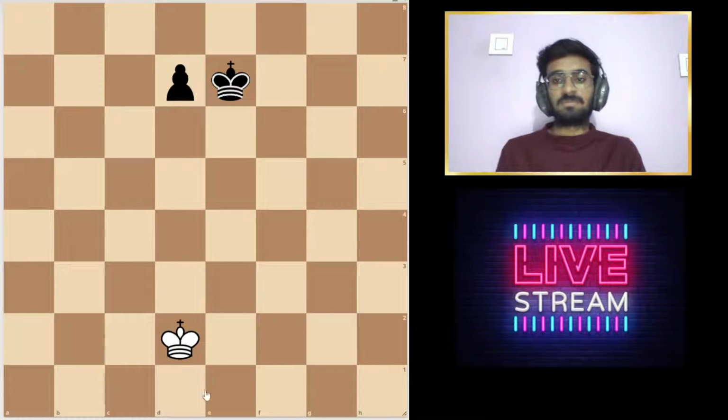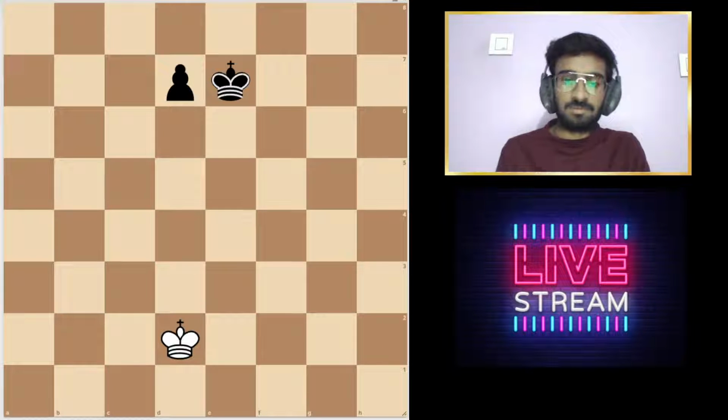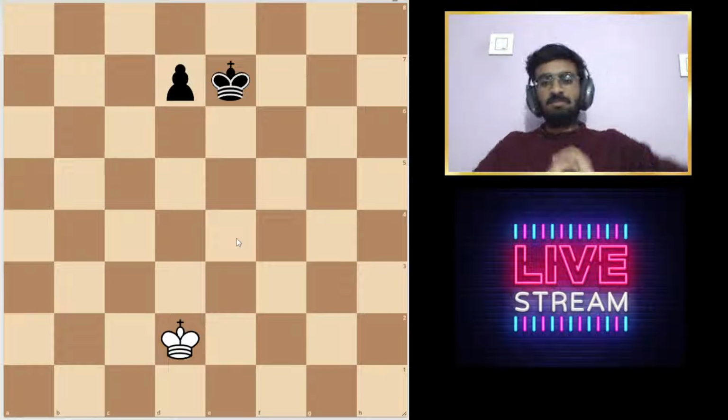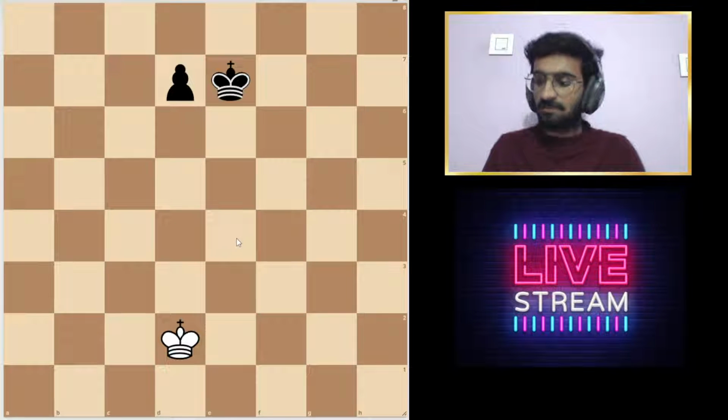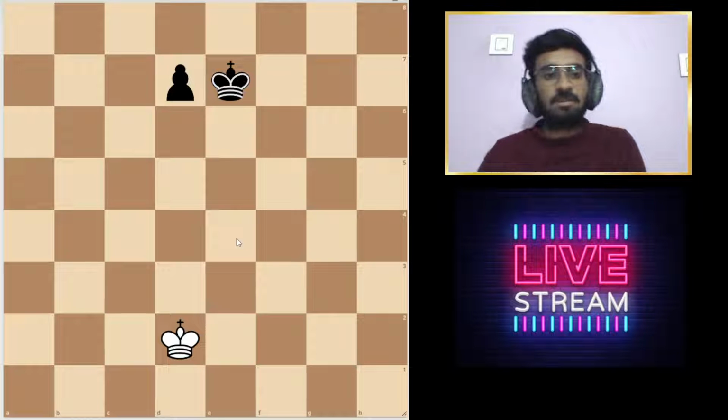Okay, white to play and draw. Use the concept of opposition. White to play and draw the game. Can anyone tell the answer? Someone from the chat, can you tell what white should do to draw the game?